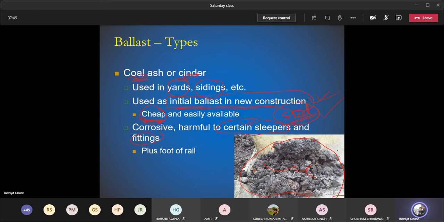So the sleeper is going to be affected, going to undergo corrosion. At the same time, the fitting is going to be affected. Additionally, they are saying that it is also bad at the foot of the rail. So rail foot. So this is also bad for this particular position. So there are many harmful effects because coal ash has many dangerous materials as part of its composition.